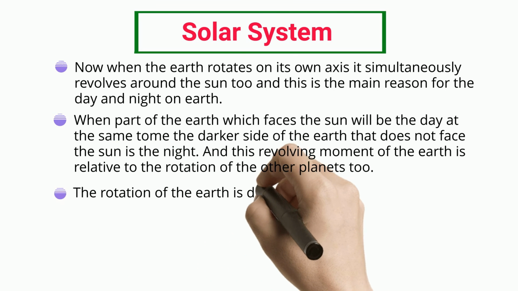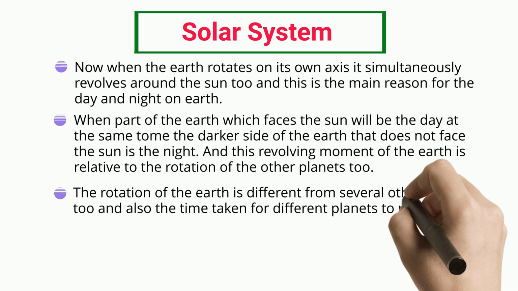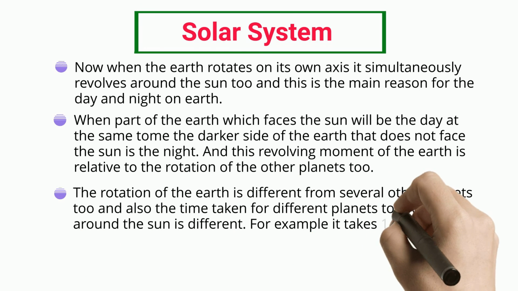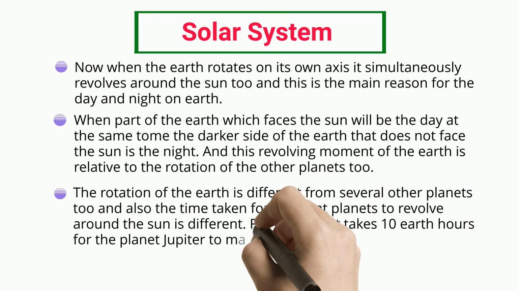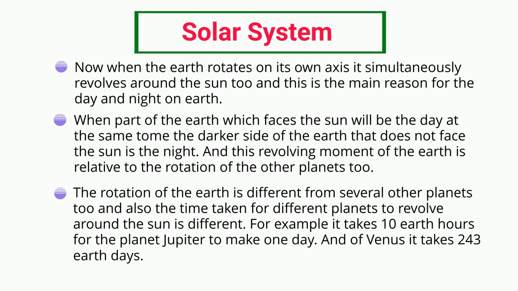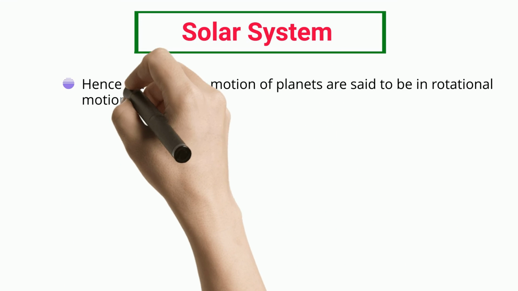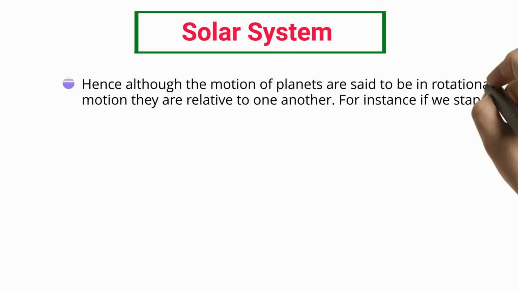The rotation of the Earth is different from several other planets too, and also the time taken for different planets to revolve around the Sun is different. For example, it takes 10 Earth hours for the planet Jupiter to make one day, and for Venus it takes 243 Earth days. Hence, although the motion of planets is said to be rotational motion, they are relative to one another.